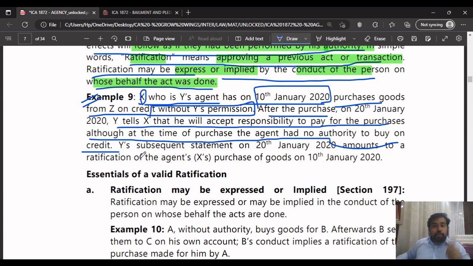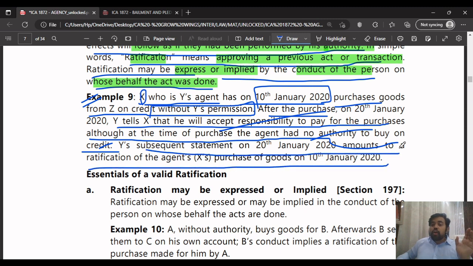So what did the agent do beyond his authority here? The agent did not have the authority to buy the goods on credit. Suppose the principal had told him, you can't buy goods on credit, you have to purchase goods only on a cash basis. What X did was go and purchase the goods on credit. Later on, the principal took the responsibility and agreed to ratify the actions of his agent, that he will pay for the purchases even though the agent had no authority to buy on credit. The subsequent statement on 20th January amounts to ratification of the excess purchase of goods on 10th January.